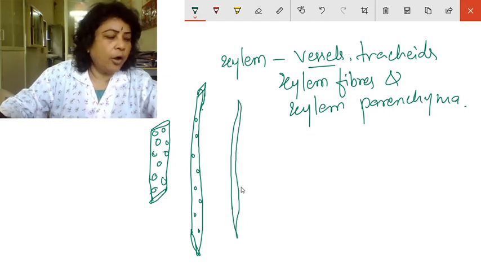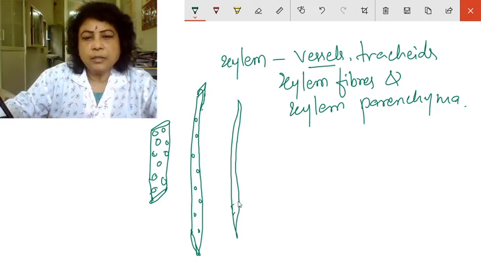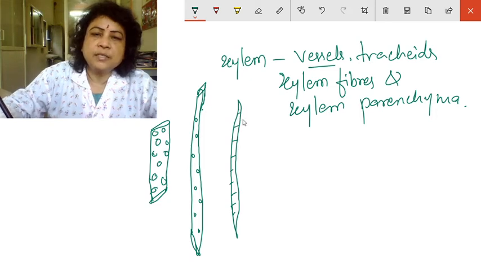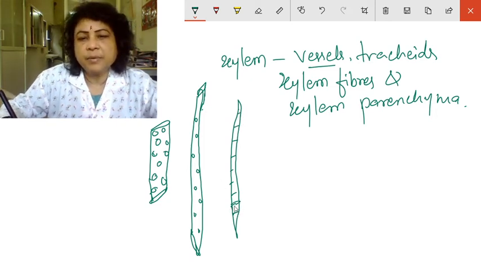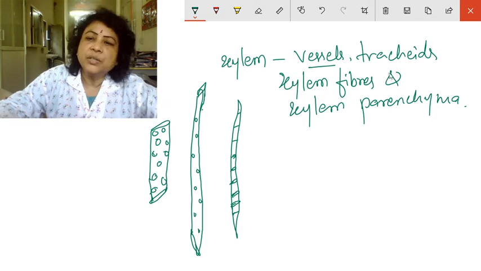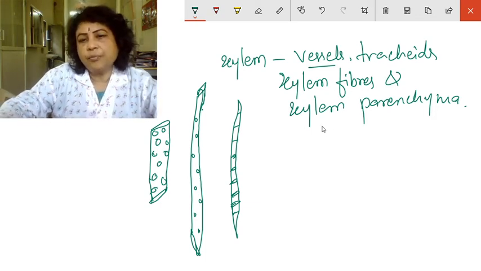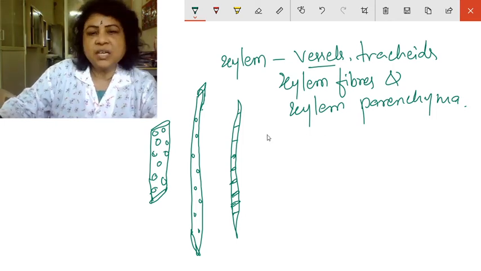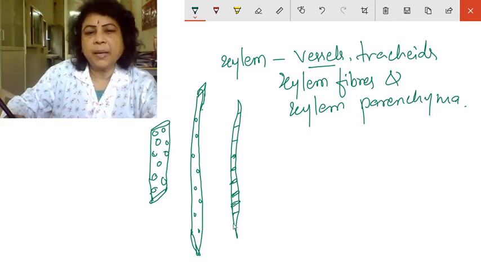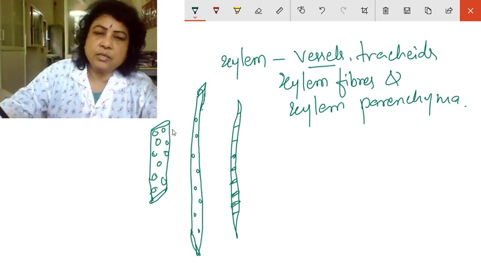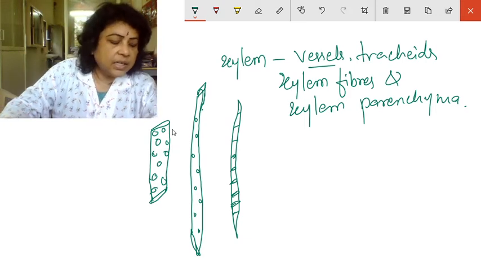The structures of the tracheids, xylem vessels and xylem fibers support the conduction of water, because these are pipeline-like empty structures through which the water can be easily translocated or conducted.